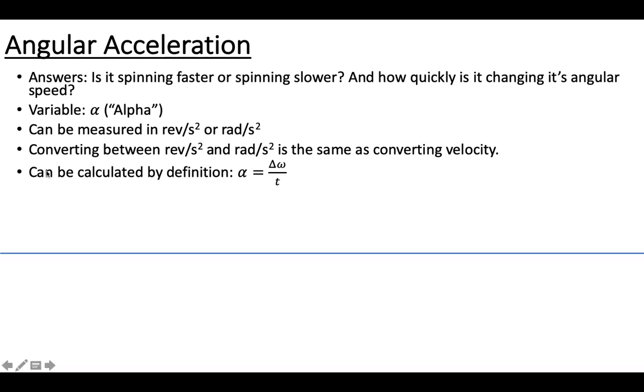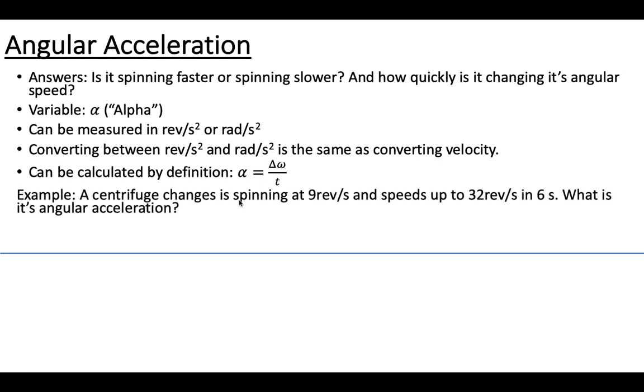Okay, we can calculate this by definition. Acceleration is how much your speed changes divided by time. It's the same definition we use for acceleration for regular kinematics. Change in speed divided by time. It's just that this time we're using the circular speed, the angular speed, the rotational speed. All those mean the same thing, whatever you want to call it. The angular acceleration is how much your angular speed changes, and you divide that by time. So here's an example.